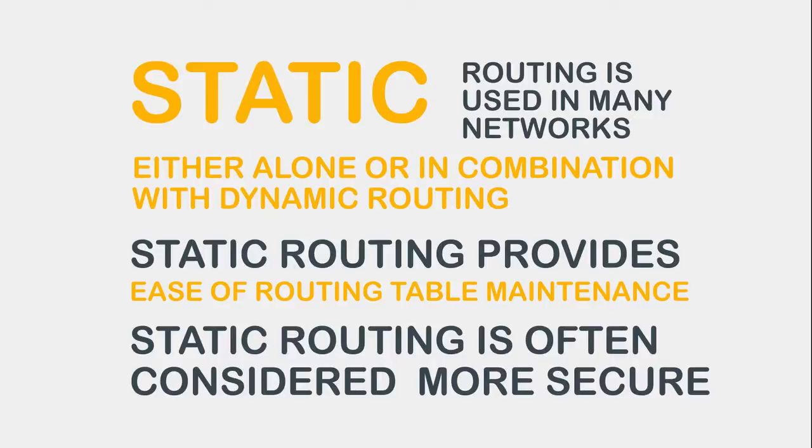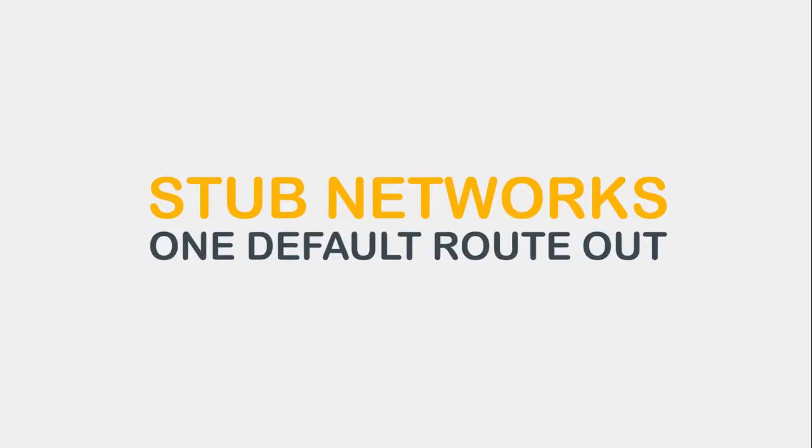Static routing provides ease of routing table maintenance in smaller networks that are not expected to change very much. Static routing is often considered more secure than dynamic routing because it only allows routing to certain networks. It can be easily applied to STUB networks, which are networks with only one default route out.